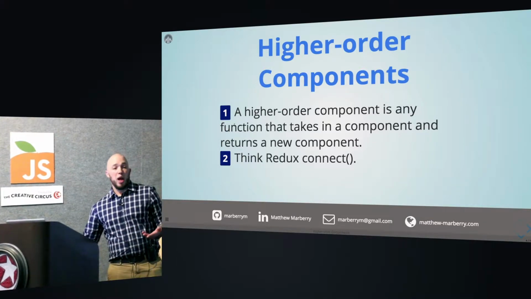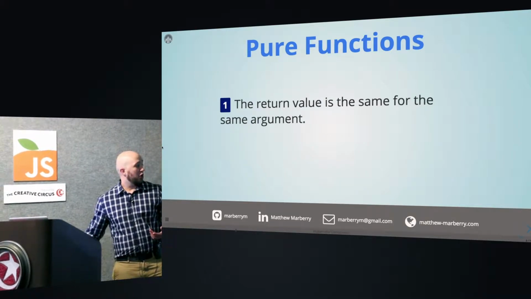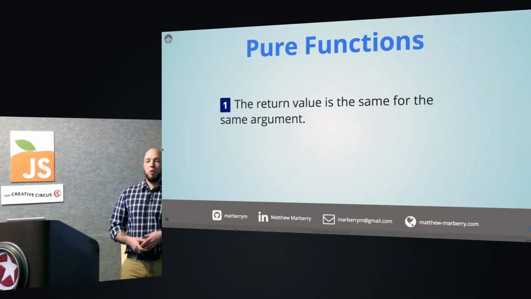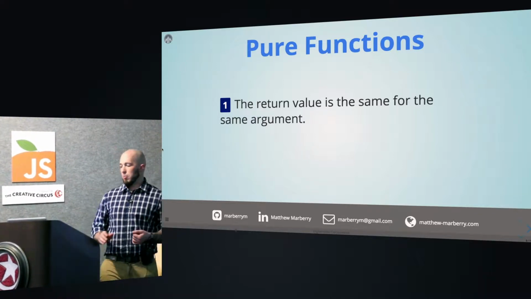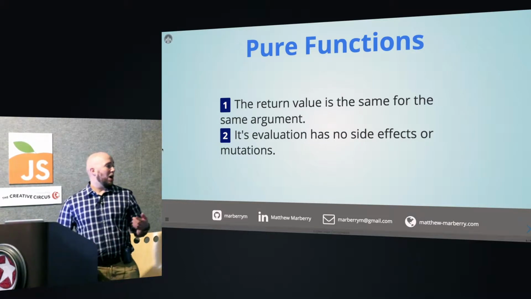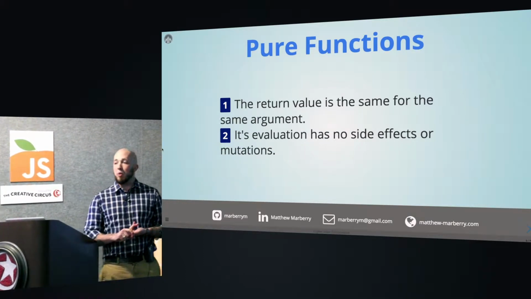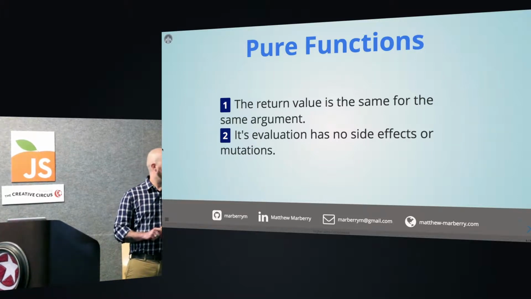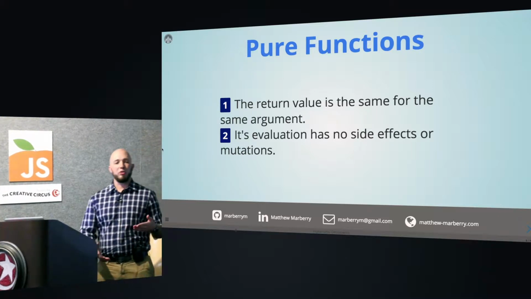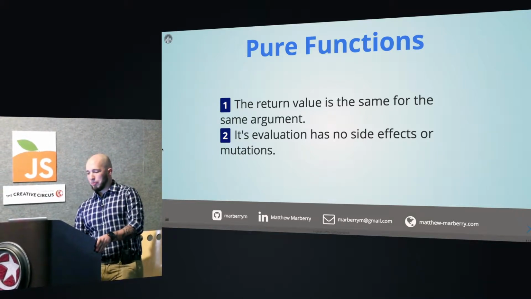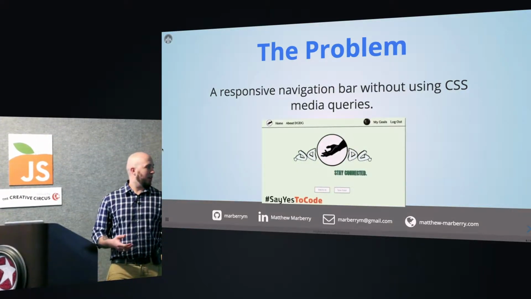They're also known as pure functions as well, where the return value is the same for the same argument. So every time you give this higher-order component the same argument, it's always going to give you the same thing back. It is also not going to have any side effects or mutations on your original component. That's really important too, because if it's actually mutating the information that you give it, it's not going to be reusable across different projects. So that's very important.